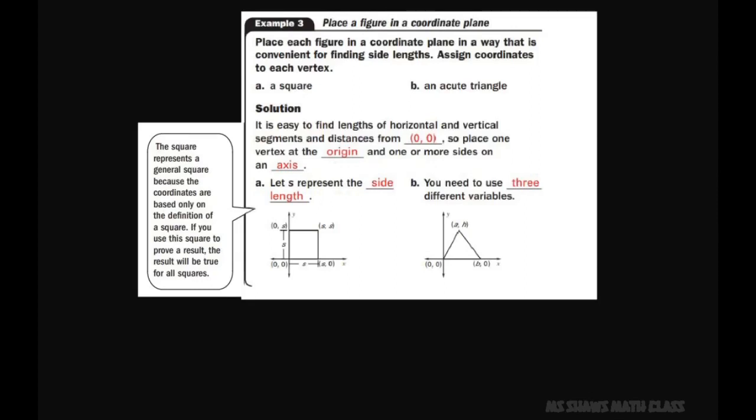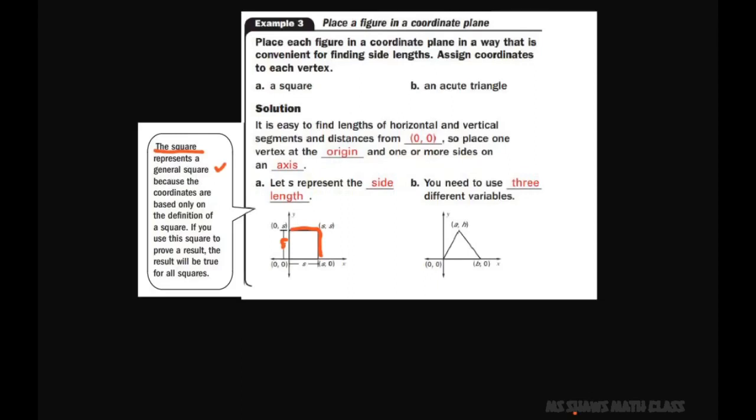Now this is the part we talked about earlier with that vocabulary word about doing proofs via the coordinate plane. We're going to place each figure in a coordinate plane in a way that is convenient for finding side lengths and assign coordinates to each vertex. So here's your square. I didn't put any values. I just put side, and it's labeled here. Okay, let's see what this says. The square represents a general square because the coordinates are based only on the definition of a square.